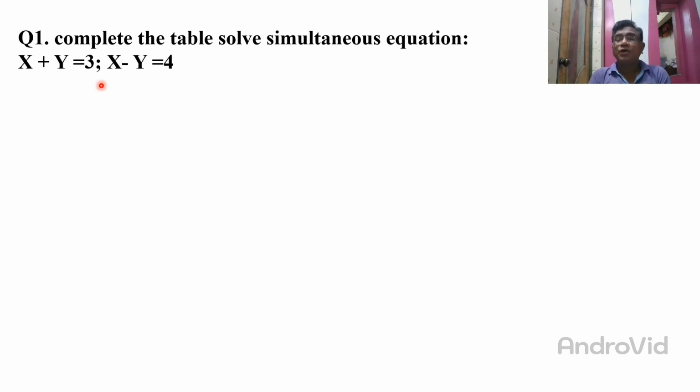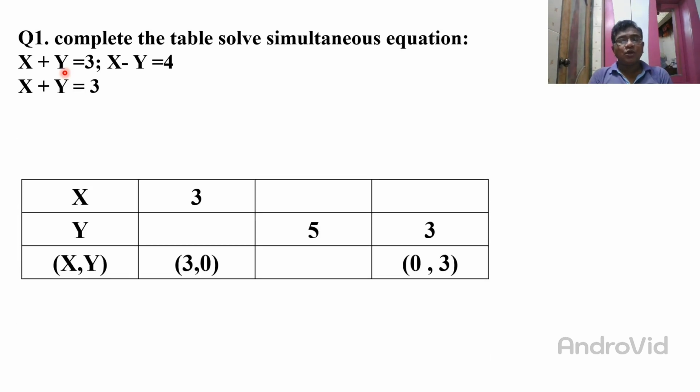For that purpose, first we want to make a table for each and every equation. So how many equations are there? They have two equations. The first equation is x plus y is equal to 3, so first we make a table for x plus y is equal to 3. So see, this is x plus y is equal to 3, and they have given the x value as 3. Here the x value you want to find out. Then in this equation the x value is given but the y value is not given, so you want to find out the y value.